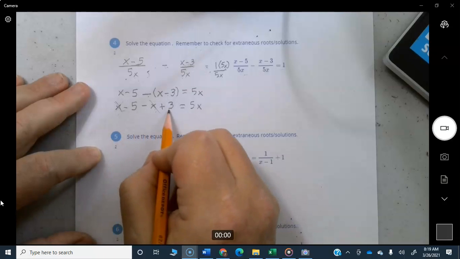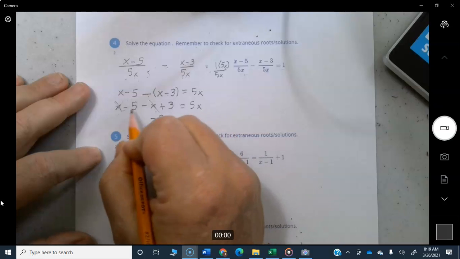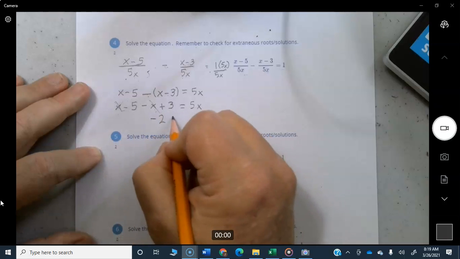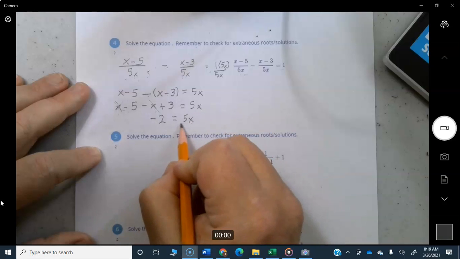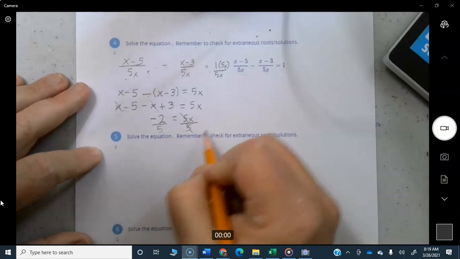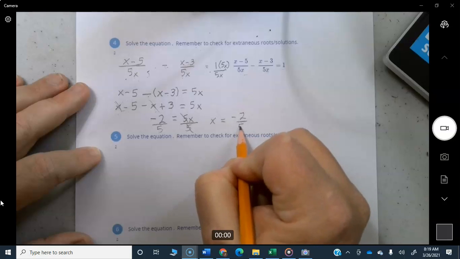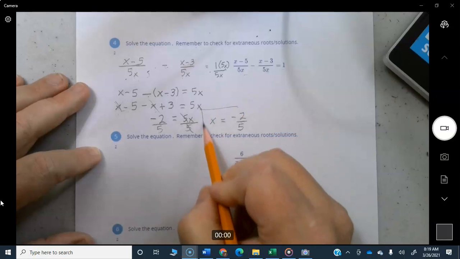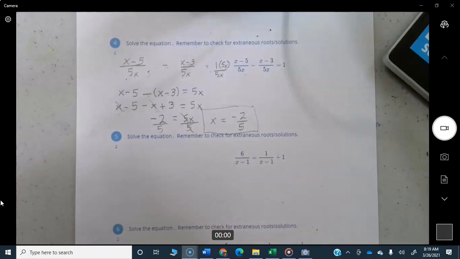Negative 5 plus 3, I think you can do that on your own, so that's negative 2. So we've simplified this side entirely. That equals 5x. Now we need to solve for x. You divide by 5. Cancel and cancel, and you have x equals negative 2/5. Okay, and that's your final answer. If you want to check it, you can plug it back in. It's a little messy because it's a fraction, but you could plug it back in to get that answer.